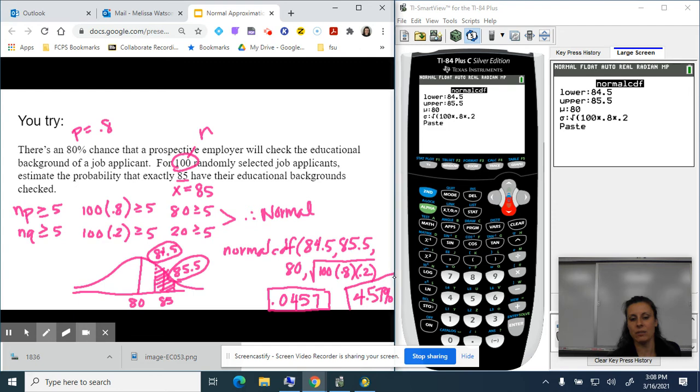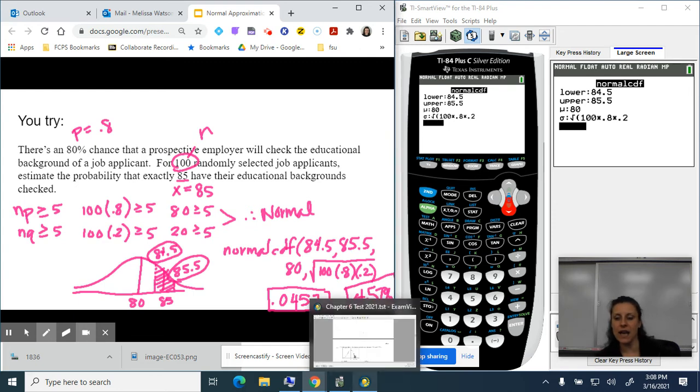Okay, now, ladies and gentlemen, in all of our examples that we looked at, N times P and N times Q were at least 5. That means that we can use the normal curve to approximate that probability. But keep an eye out. If N times P and N times Q are not at least 5, you cannot use the normal curve to approximate the probability. So that means that you would have to go back and either use the binomial formula or one of the calculator functions for binomial instead.